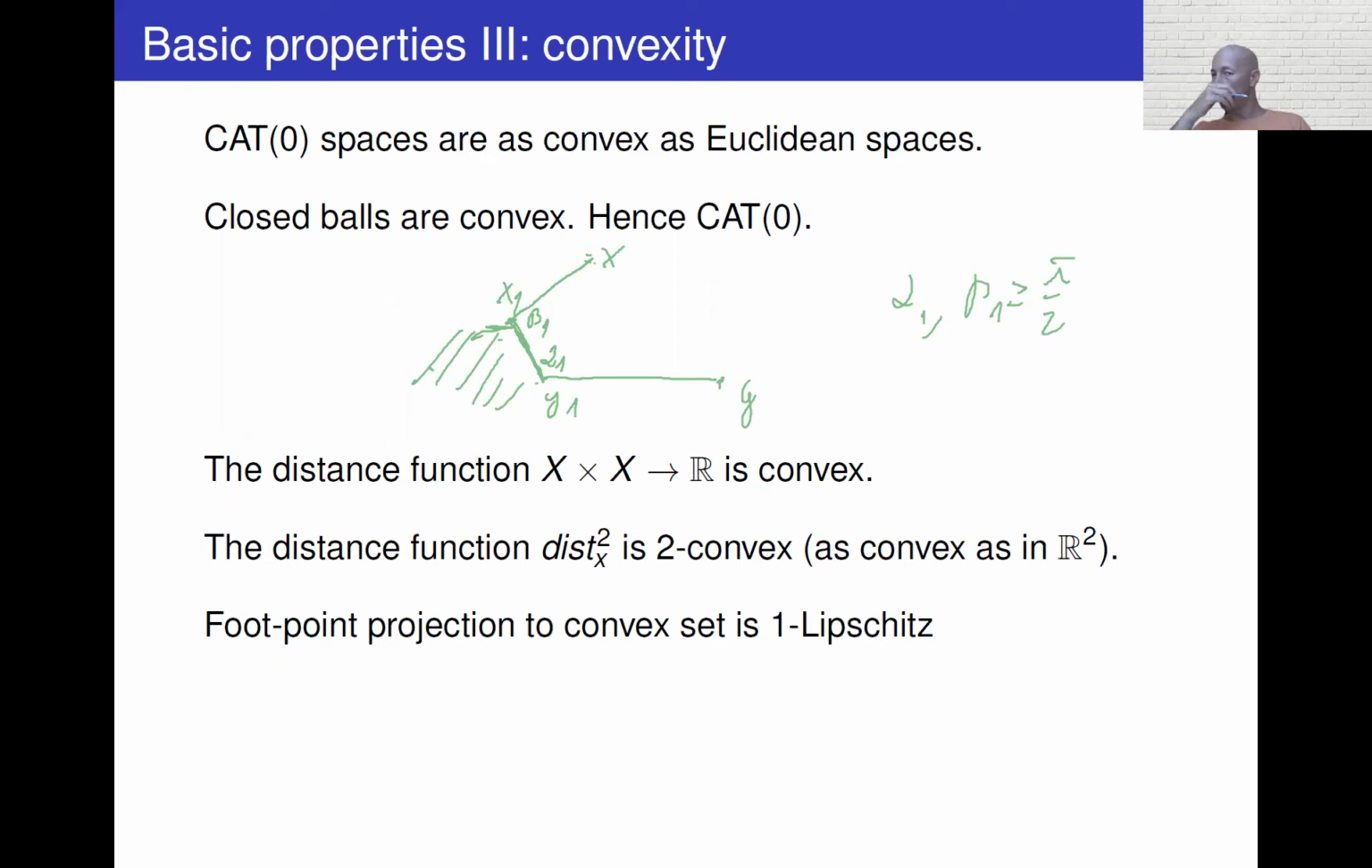So this convexity, the convexity of CAT(0) spaces, is the most important property of CAT spaces. There is a form of it in CAT(-1) and in CAT(1) spaces, but they are more complicated in CAT(1) spaces. They're really much less useful.